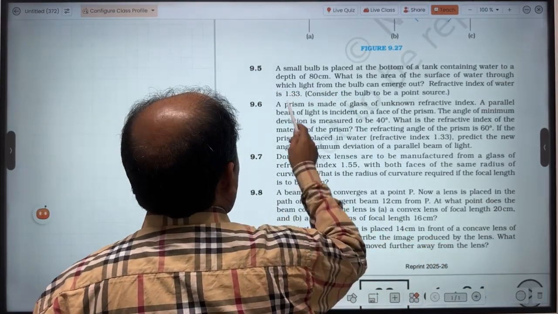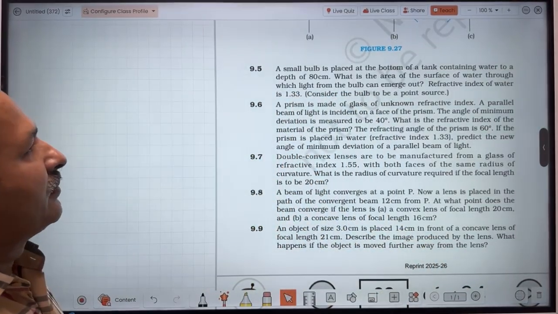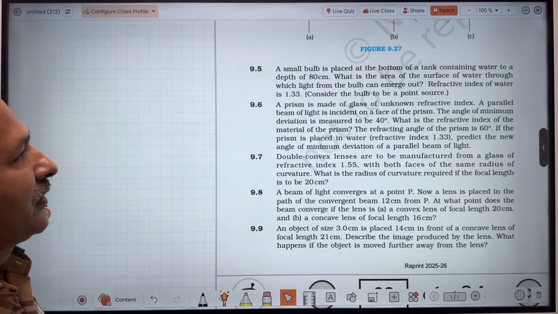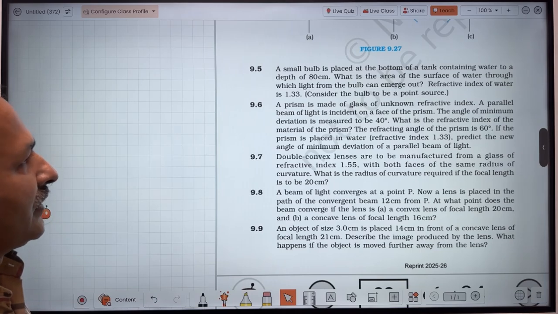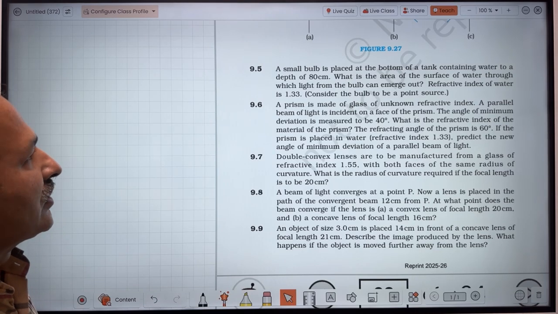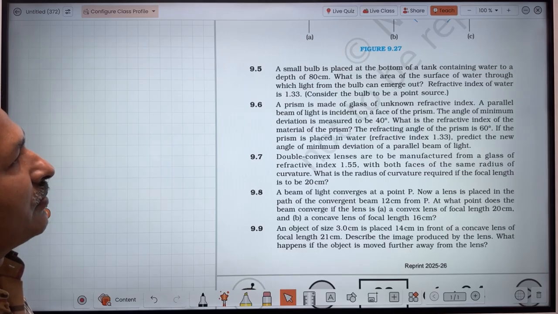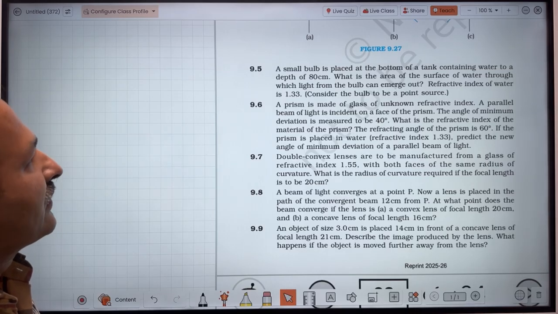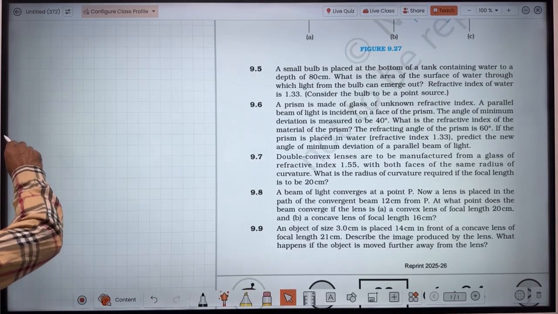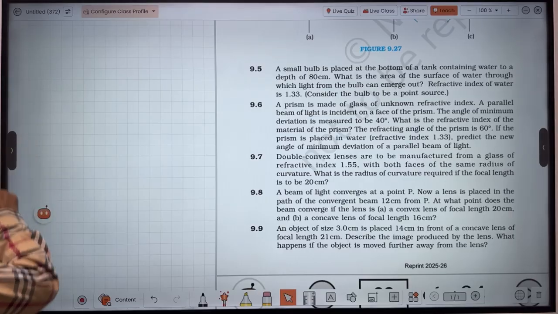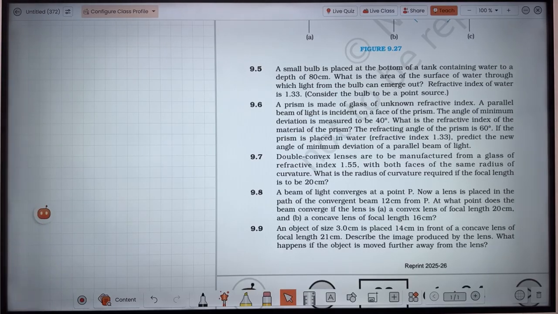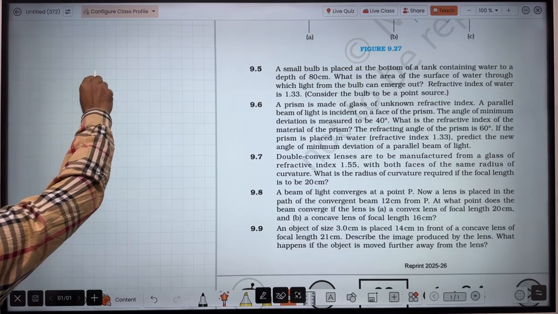Here, the question says, a small bulb is placed at the bottom of a tank containing water to a depth of 80 centimeter. What is the area of the surface of water through which light from the bulb can emerge out? The refractive index of water is 1.33. Consider the bulb to be a point source. Here we are going to make use of the concept of total internal reflection.